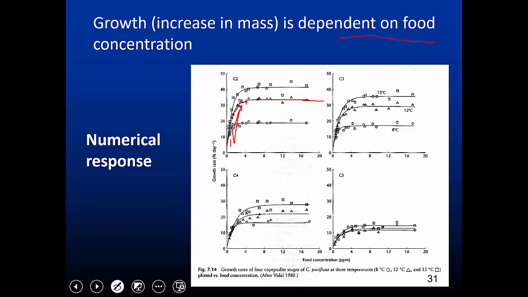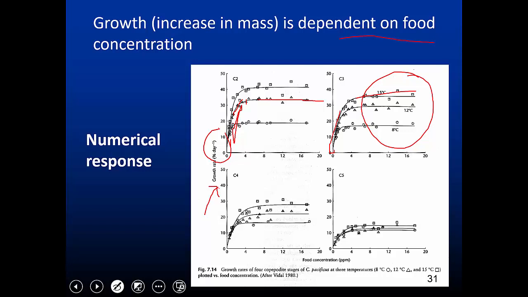Notice here that they use this term growth rate, and that's basically the same type of per capita, or in this case, per biomass change in the mass with respect to time. It has units of percent per day, and it really should be just per day. But anyway, the point here is that it increases with more food and then levels off. And again, you see this impact of temperature, higher at 15 degrees versus 12 and 8.